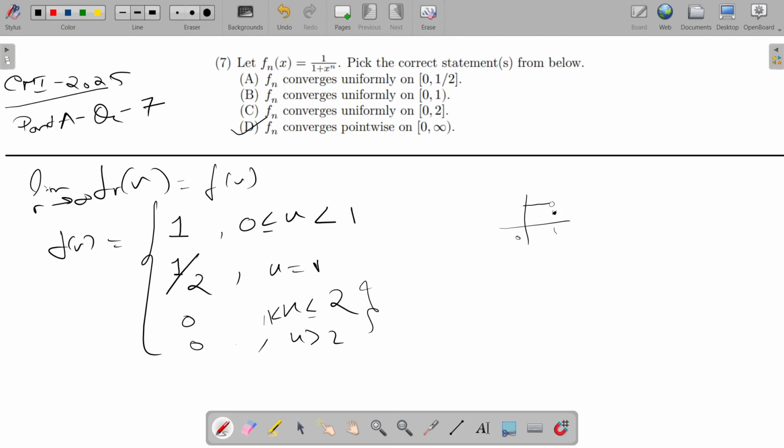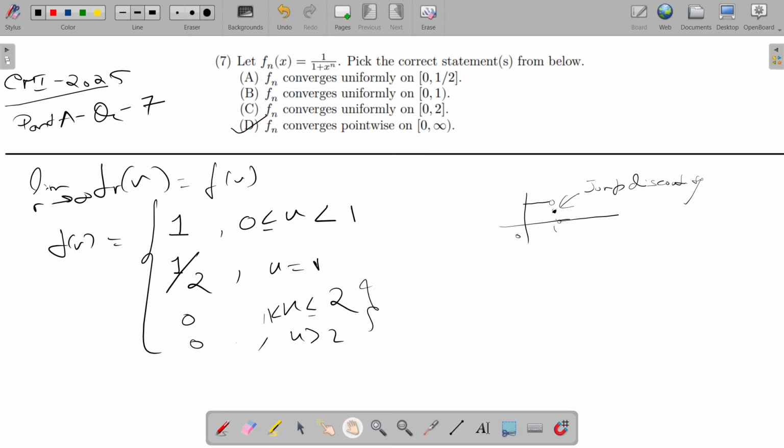So there's a jump discontinuity here, so this is not continuous. We know by a theorem that if f_n, a bunch of continuous functions, converges uniformly to f, then f should also be continuous. But here f is not continuous on 0 to 2, so this option is false.